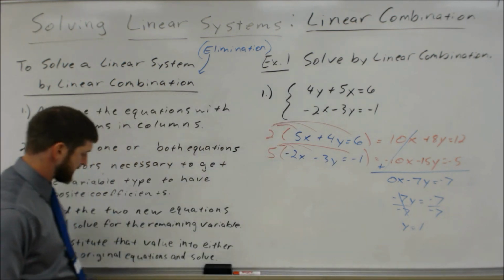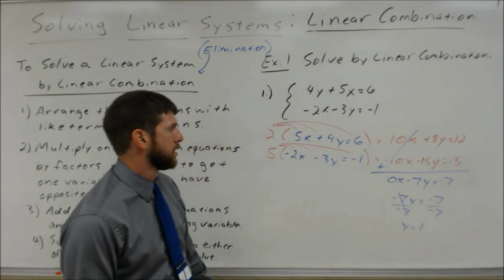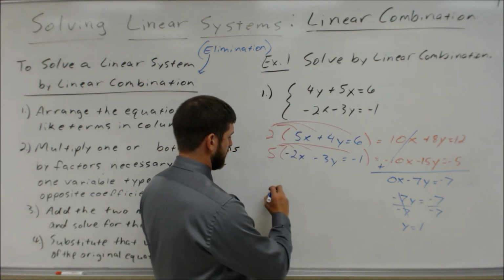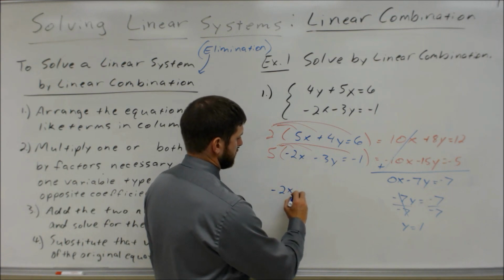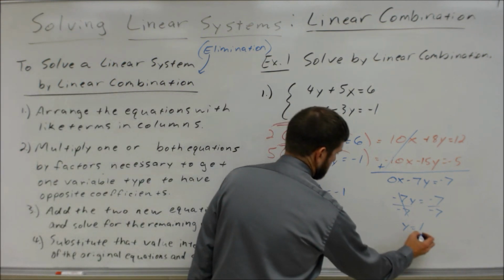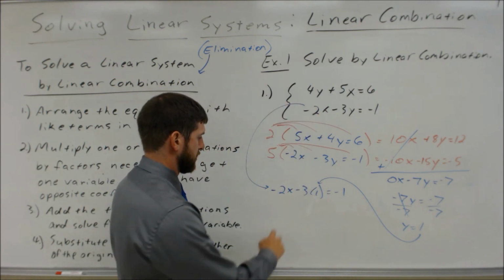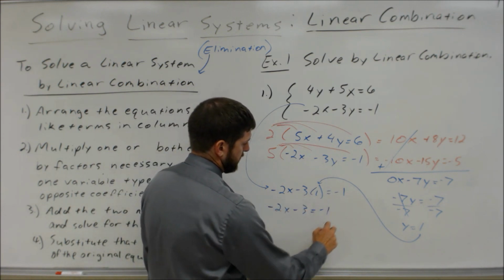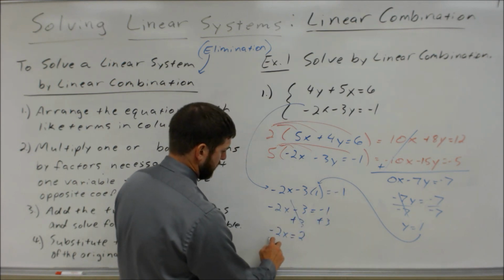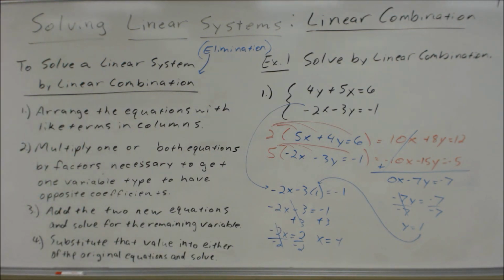We know one variable, so we go back to either of the originals and plug that one variable in. You pick whatever you want. It really doesn't make a difference. The second equation's got smaller numbers, so we'll go with negative 2x minus 3 times 1 equals negative 1. I took the second equation and put the 1 where the y was. Do the arithmetic: negative 2x minus 3 equals negative 1. Isolate my variable, so move my 3. Negative 2x equals 2. Move my coefficient, negative 2. So we get x equals negative 1, y equals positive 1.